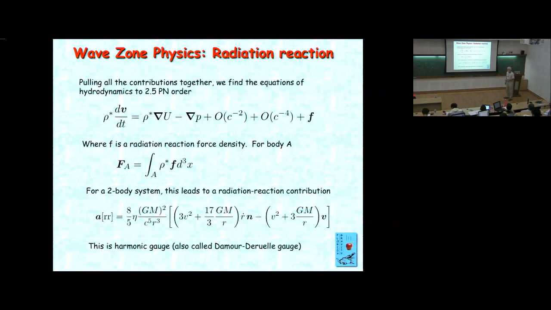So notice it's 1 over c to the fifth. That's the signal that it is 2.5PN. Notice that it's odd in velocities. There's a v squared and an r dot, GM over r and r dot. Odd. If you let t go to minus t, v changes sign. Again, this is the indication that this is a dissipative process, not a conservative process. And so this will cause dissipation in the orbit.